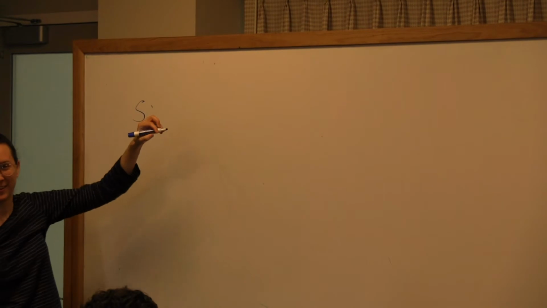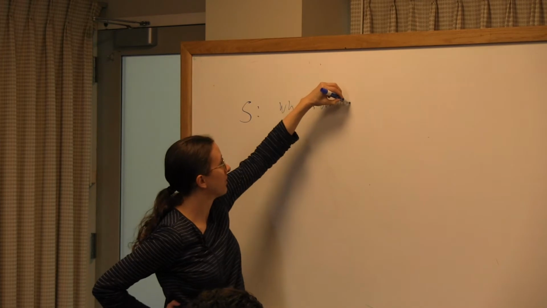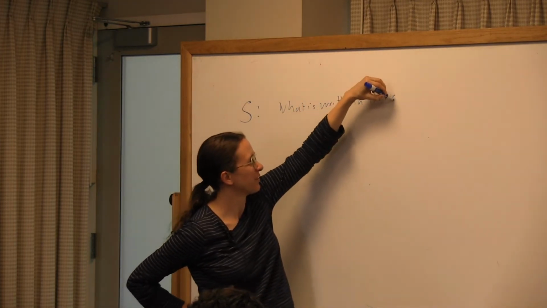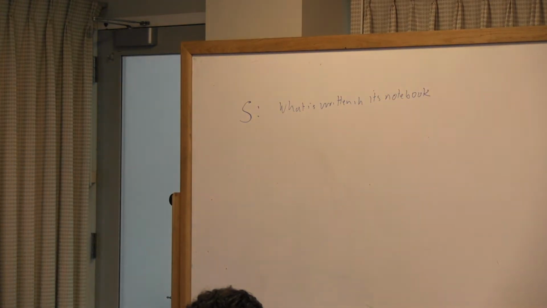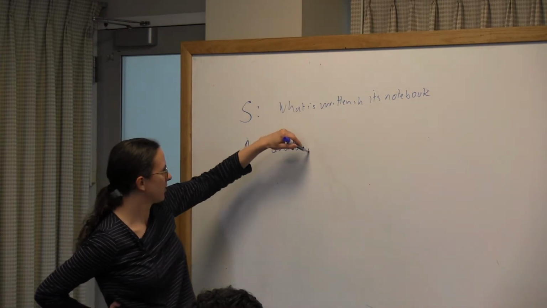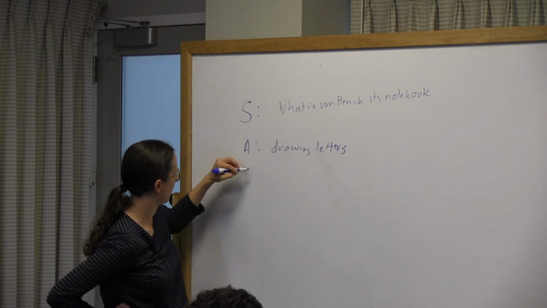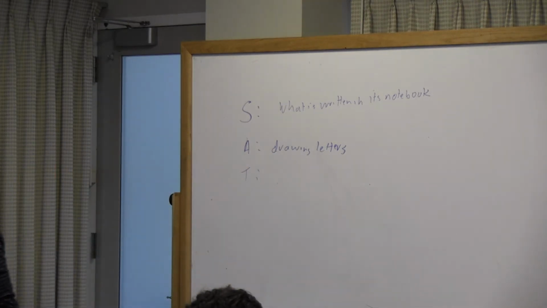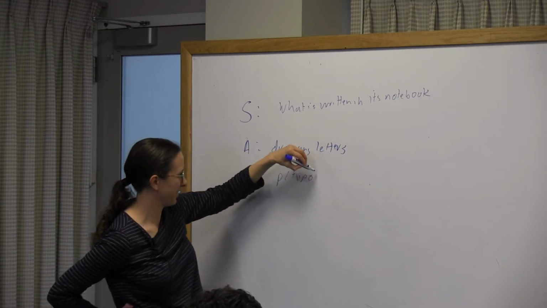What is written down? Notebooks? Or like it's on its hard drive or something? Either way, okay. And what are the actions? Drawing letters. Okay. And what are the transition dynamics? So presumably there's some noise, so if it tries to draw a P, it might end up drawing an A. So, like, a probability of a typo or something.